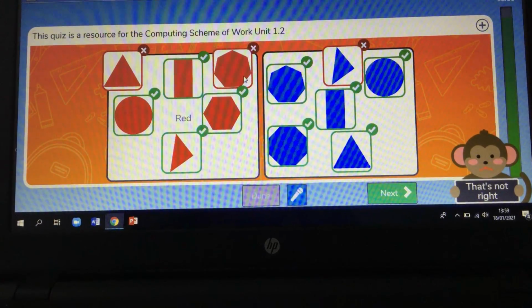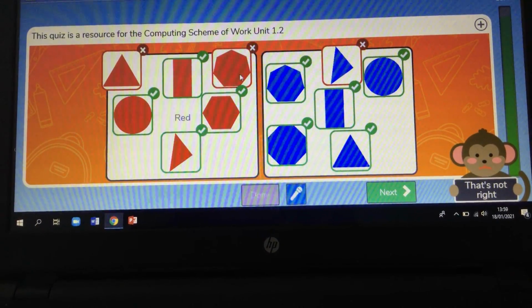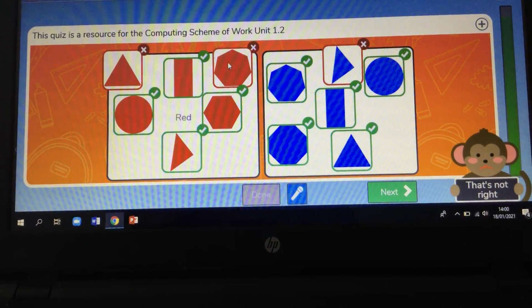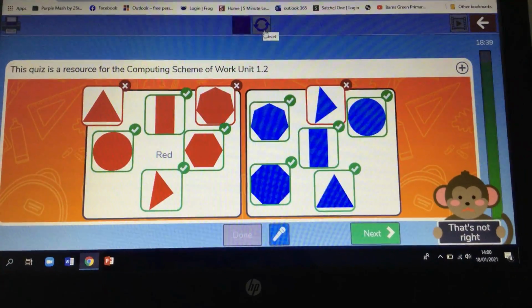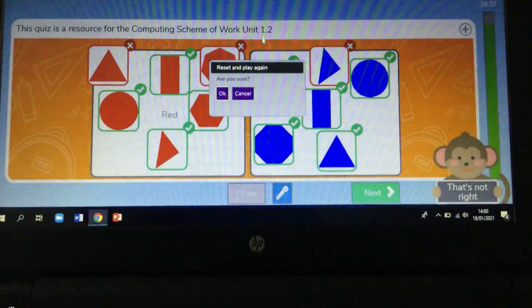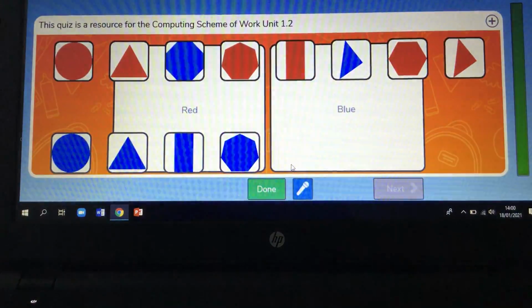Oh, tell you what, look, it's a good job I showed you that. Those ones have not been marked right because they're not right inside the box. Now if I go up here to the top, can you see this blue circle? I can play again if I want to and reset the game.